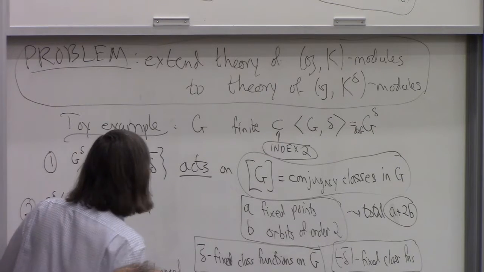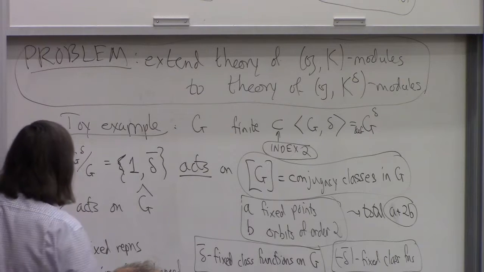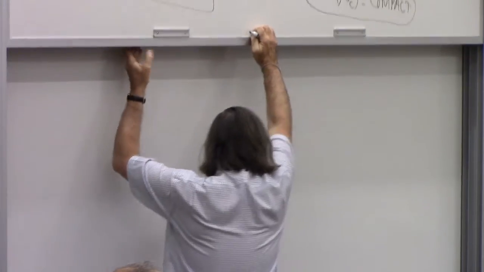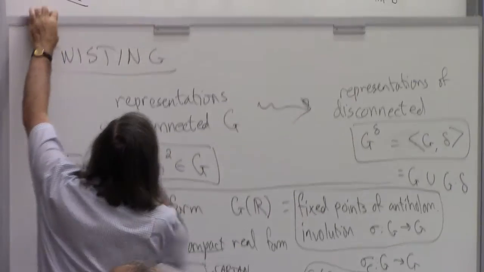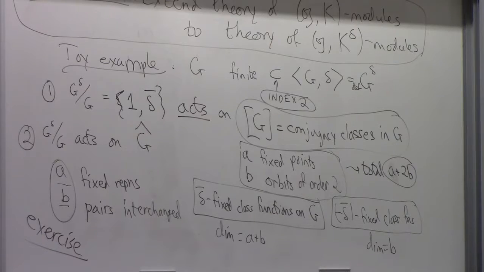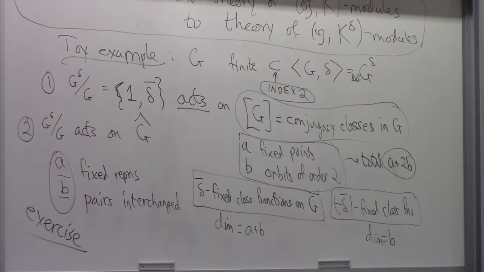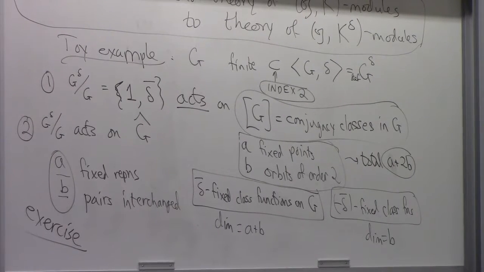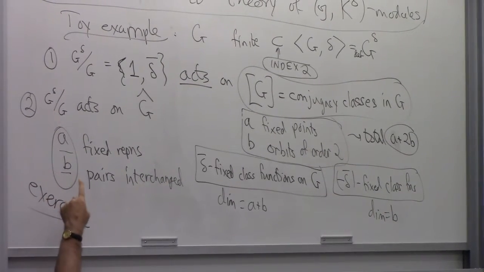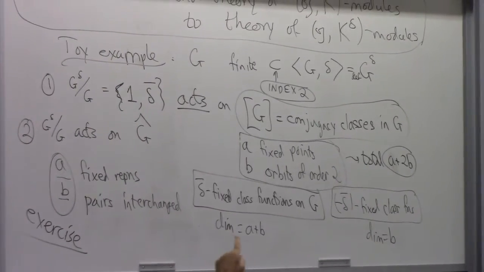So same numbers. The way the group elements line up and the way the representations line up. Well, we're interested in representations of this disconnected group. David? Yes? What is the exercise? The exercise is to prove that the number of delta fixed representations is equal to the number of delta fixed conjugacy classes.